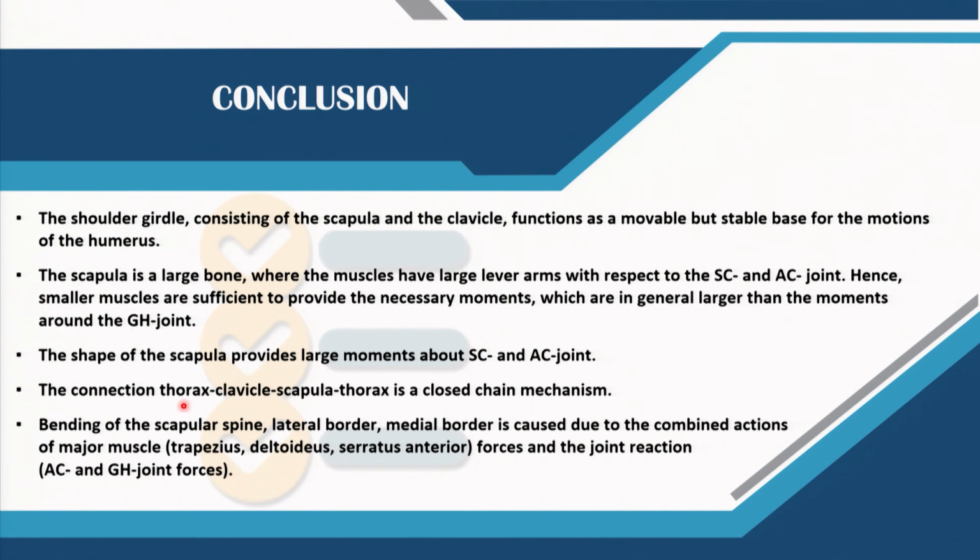The connection thorax, clavicle, scapula, thorax is a closed chain mechanism, and bending in the solid bony ridges, scapular spine, lateral border, medial border, is caused by the combined action of the major muscles like trapezius, deltoideus, serratus anterior, major muscle forces, and the joint reaction forces like the glenohumeral joint reaction force and the acromioclavicular joint reaction force.